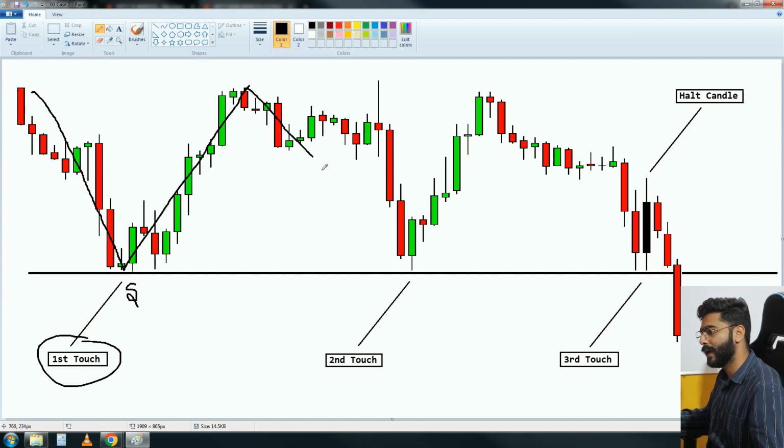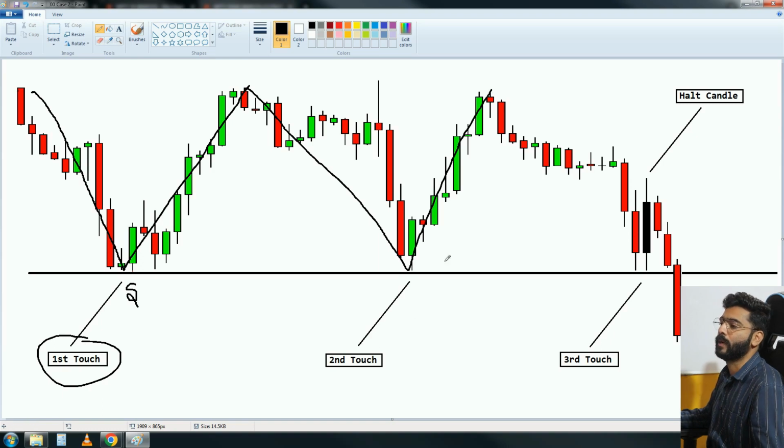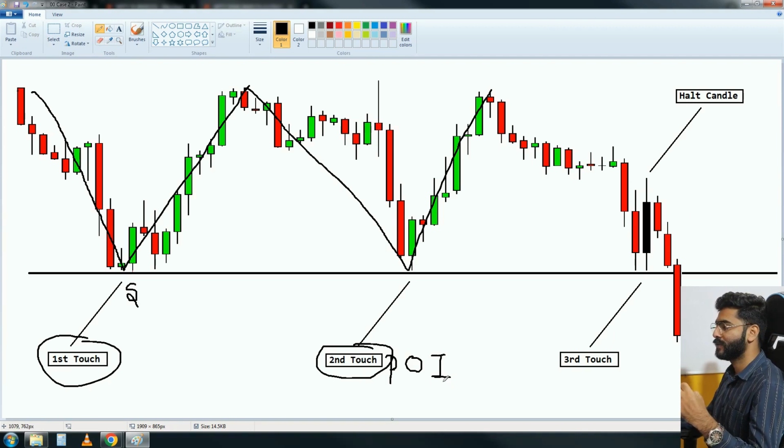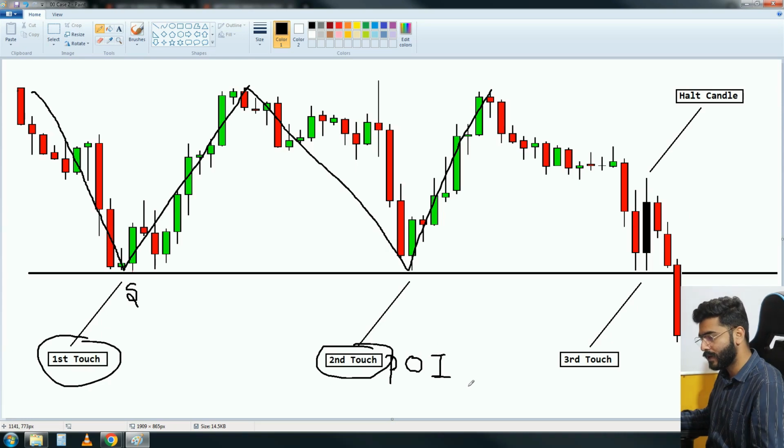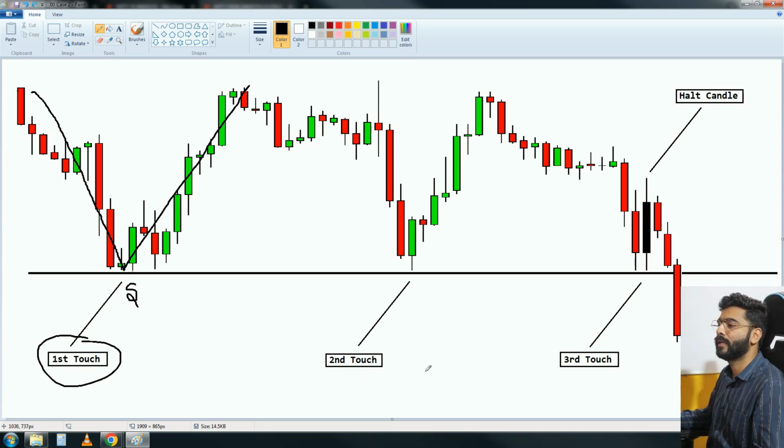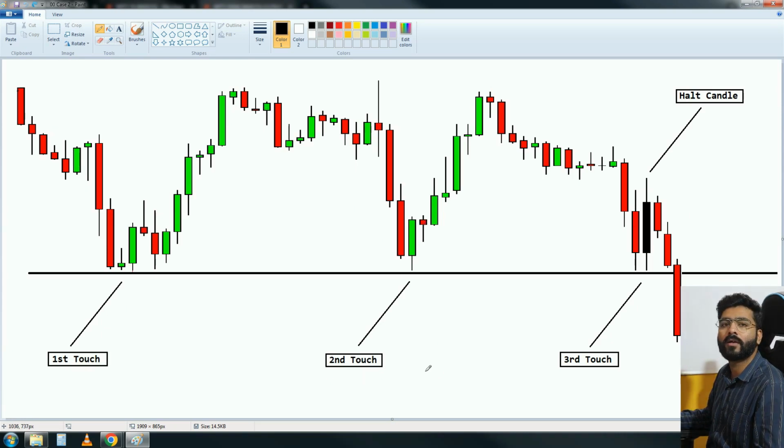Now what happened? Market again comes down and again bounces up. This is our second touch, which we call a POI, point of interest. This is the place where we know a setup or strategy can be formed and we should be ready. After that, what we want is to just wait for the third touch to form.